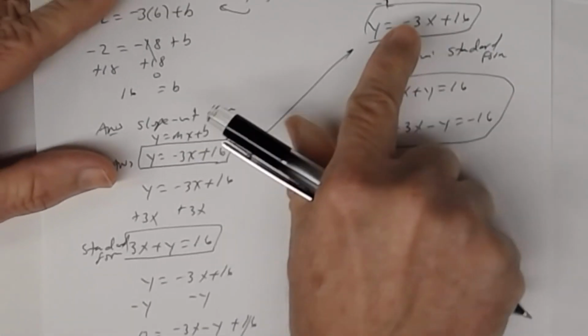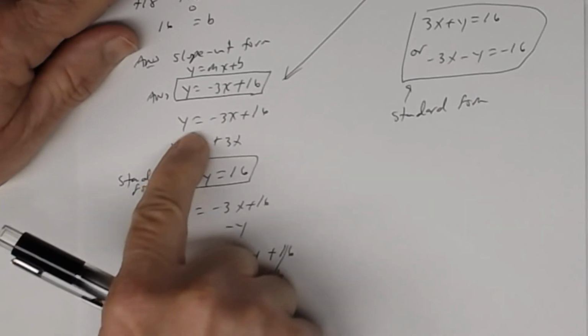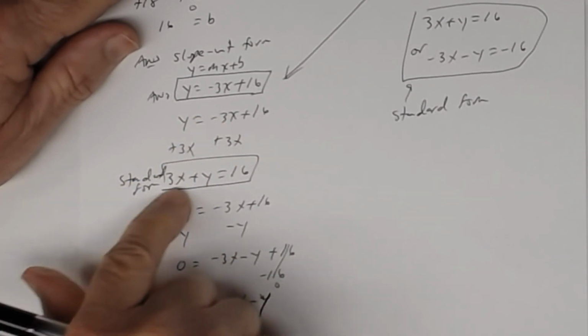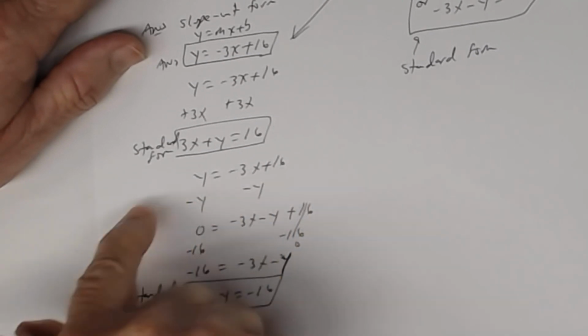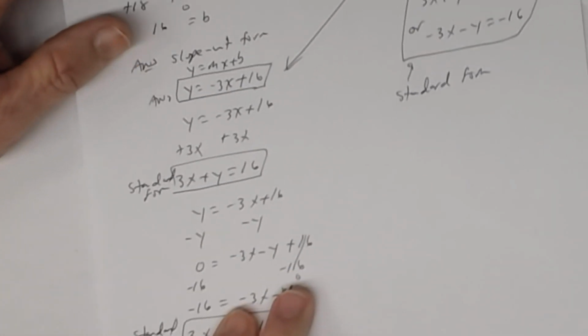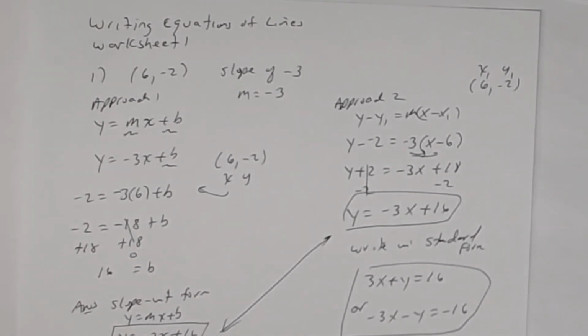Once you get to that point to write in standard form, that's the same thing you did here. So you're going to add 3x to both sides, or someone else could have subtracted y from both sides and then subtracted 16 from both sides. Does not matter. Okay? All right, so that's number 1. Now let's look at number 2.